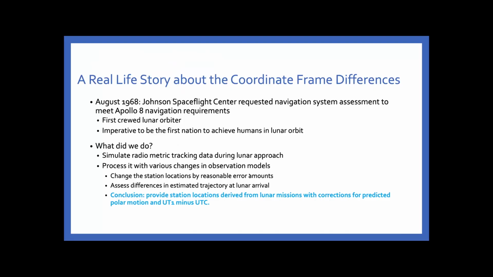In August of 68, well, prior to August of 68, but not by too much, NASA decided that the Apollo 8 mission was going to be a manned lunar orbiter, not an Earth orbiting mission as originally planned. There was a lot of concern that the Russians were going to beat us to the moon.